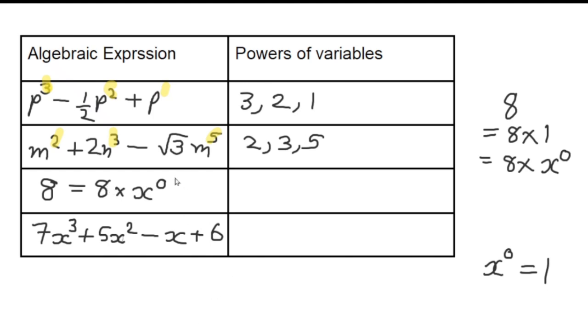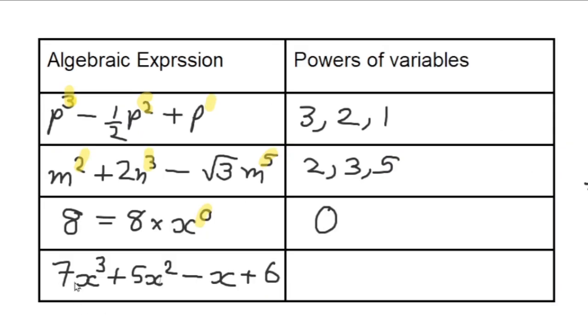Here x raised to 0. The power of this variable x is what? This 0. So here the power of the variable is 0. Okay, understood? In 8, how are we getting x raised to 0? The power of the variable here is 0.